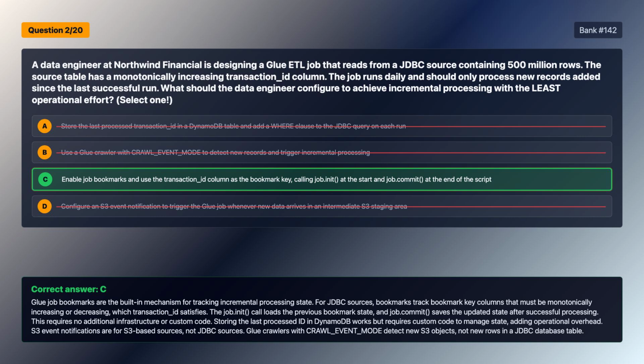Storing the last processed ID in DynamoDB works but requires custom code to manage state, adding operational overhead. S3 event notifications are for S3-based sources, not JDBC sources. Glue crawlers with crawl event mode detect new S3 objects, not new rows in a JDBC database table.